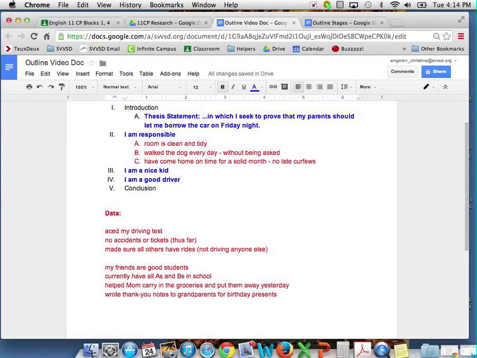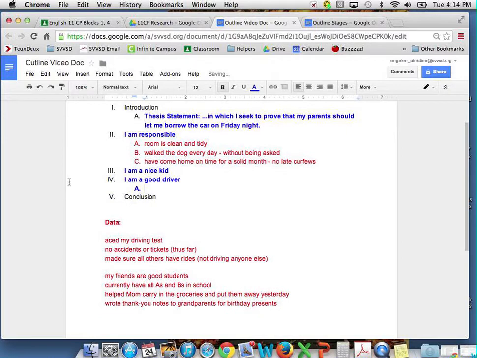Okay, all right, well, I have to do the same thing with the other body paragraphs. So I'm going to do exactly the same thing here.